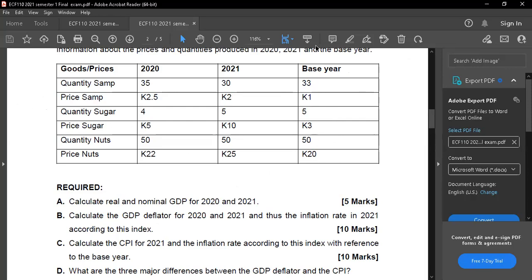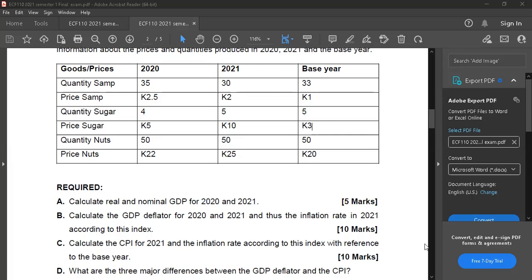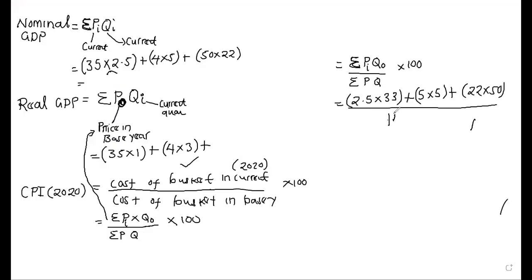Okay. So if we punch this on the calculator, we have 33 times 1 plus 5 times 3 plus 50 times 20, which is giving me 1,048 kwacha. So this one is giving me 1,048.